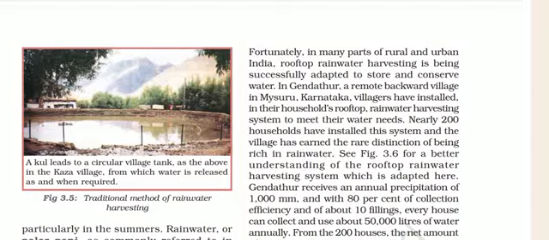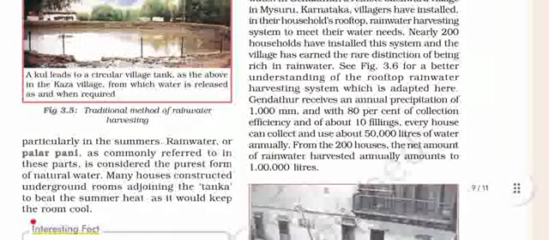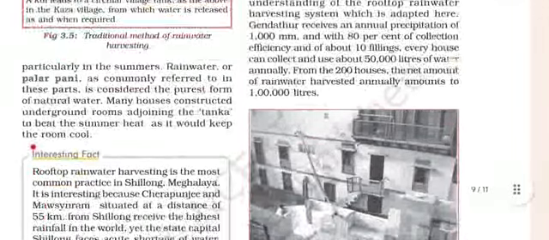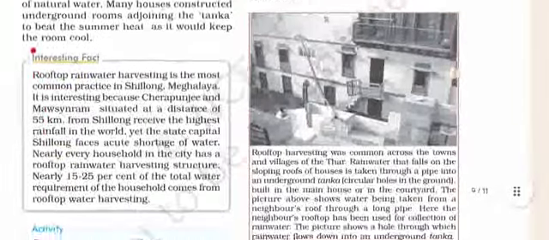See figure 3.6 for a better understanding of the rooftop rainwater harvesting system, which is adapted here. Gentadur receives an annual precipitation of 1000 millimeters and with 80% collection efficiency and about 10 fillings, every house can collect and use about 50,000 liters of water annually. From the 2,200 houses, the net amount of rainwater harvested annually amounts to 1 lakh liters. Here you can see figure 3.6.